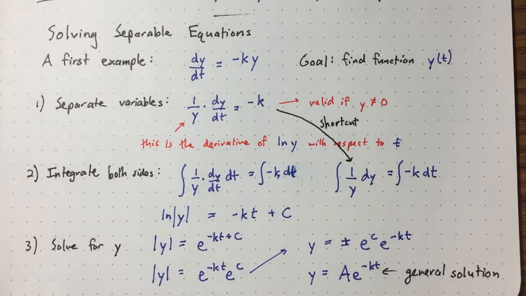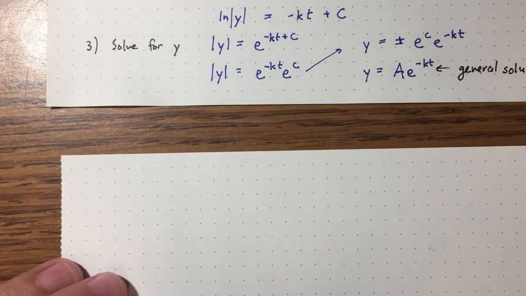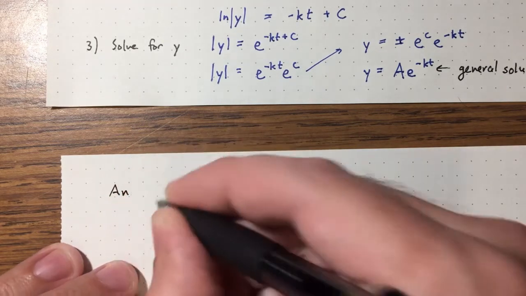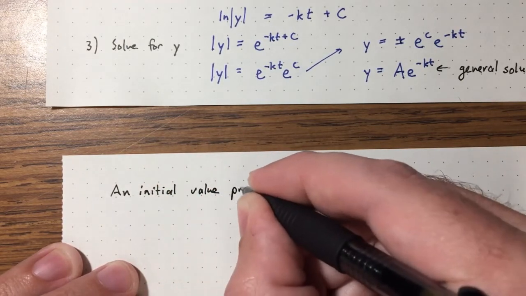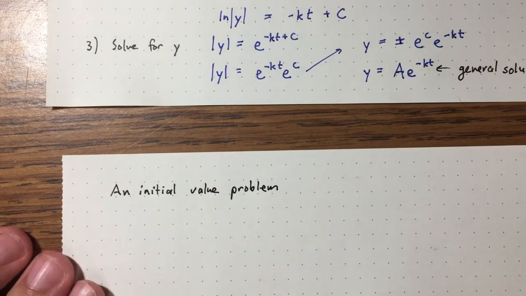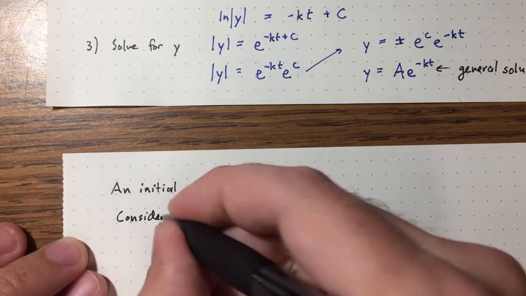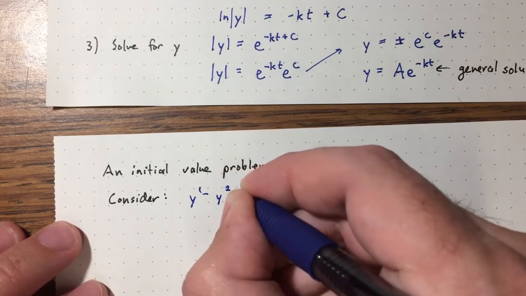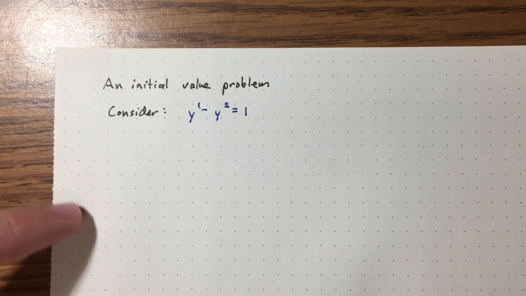So I'd like to do another one. This one, maybe we'll introduce a new idea. This will be an example of an initial value problem. Okay, so let's consider the differential equation y prime minus y squared equals 1. I think I took this one from the first lecture again. Okay, so here's our differential equation.